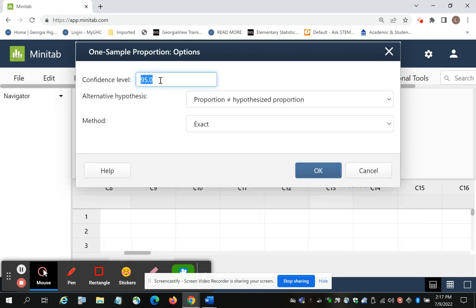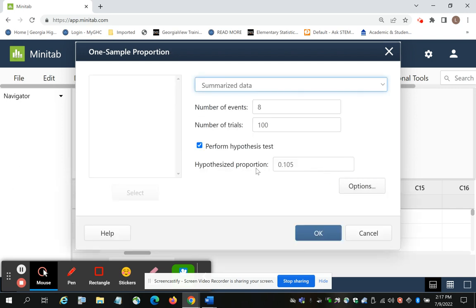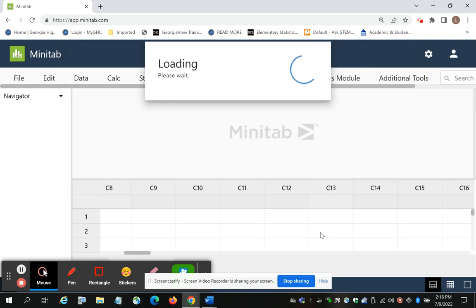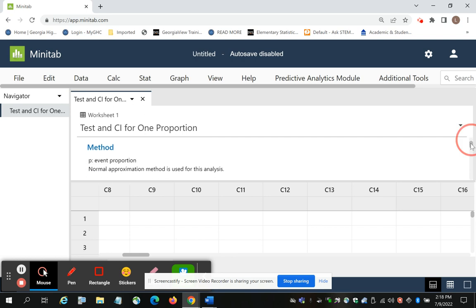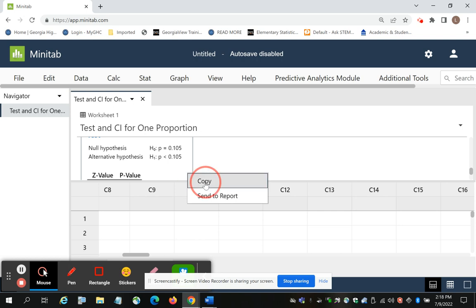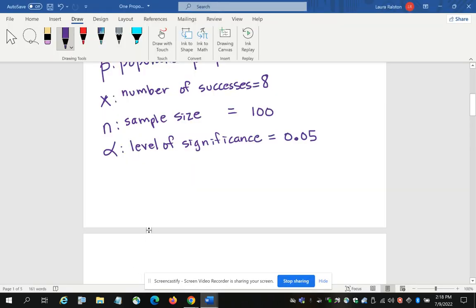Under options, we're using a 95% confidence, but I'm using a less than. My alternative hypothesis was less than, and I need to do a normal approximation. Click OK. And then I'm going to click OK again. And again, Minitab does the work and calculates the test for me. The Z value, okay, so from Minitab we get our results.